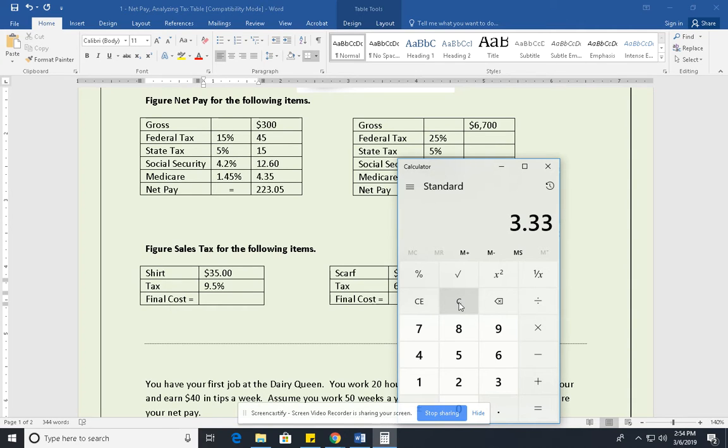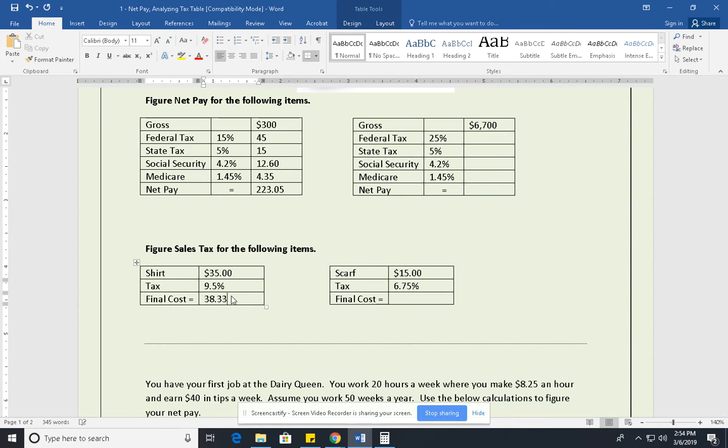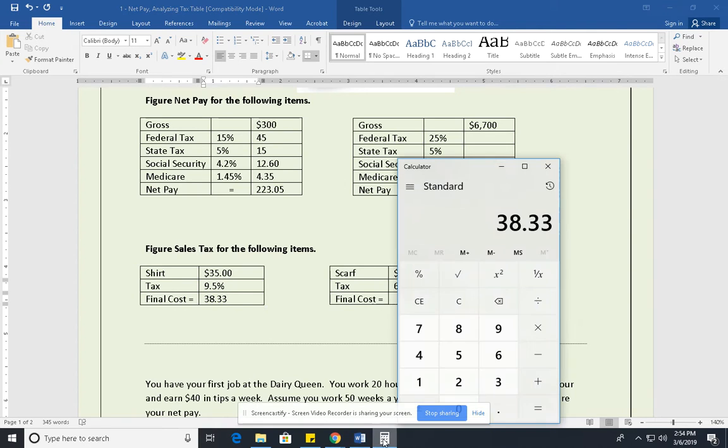Okay, so I would basically take 3.33. That's the sales tax, plus the shirt was $35, right? Together, the shirt is $38.33. The shirt cost plus whatever sales tax on top, and there you go.